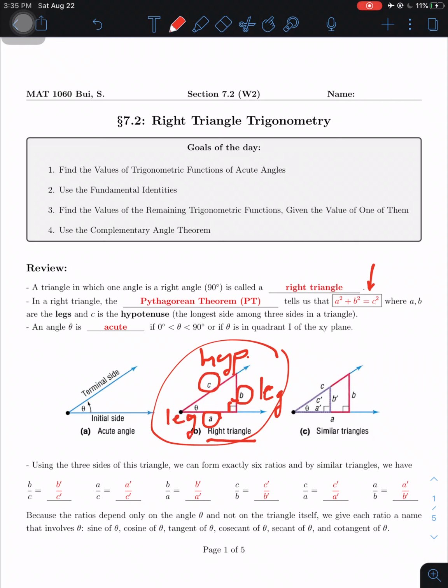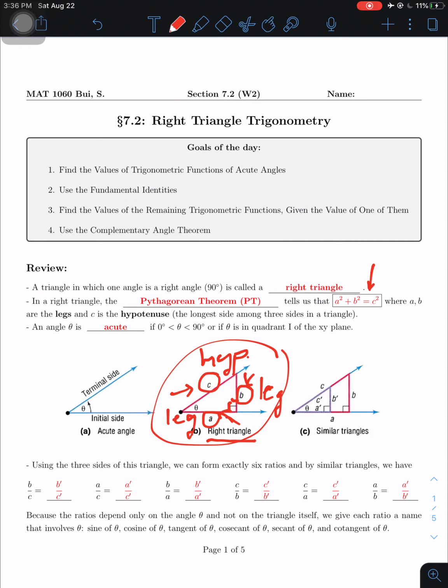But it really doesn't matter which one you refer to. You can call this one a and this one b. That works as well. But c, there's only one c. The c has to be fixed. The c is the longest side, no negotiation.